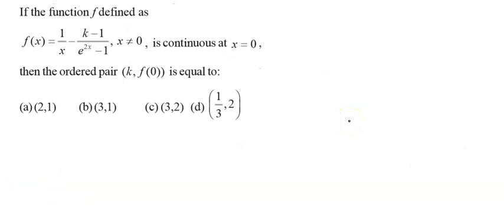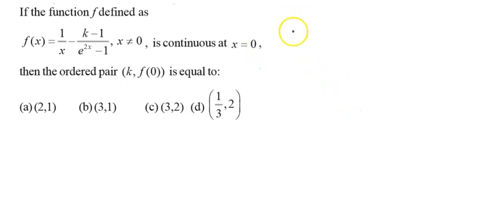Now in this question it is given that function f(x) is 1 by x minus (k minus 1) upon (e to the power 2x minus 1), and this is continuous at x equal to 0. So you have to find the ordered pair k and f of 0.